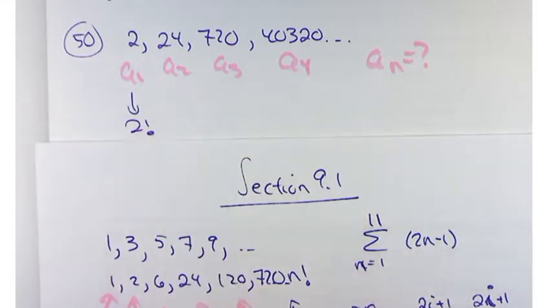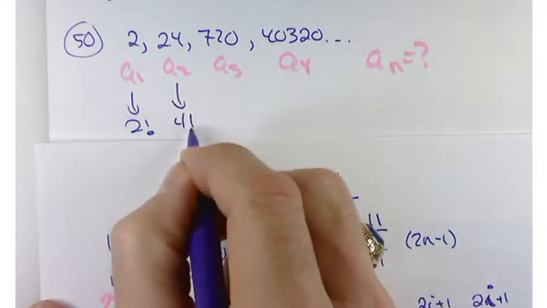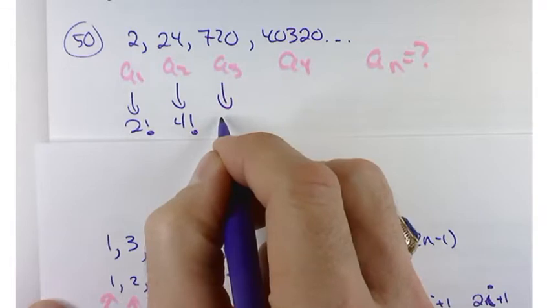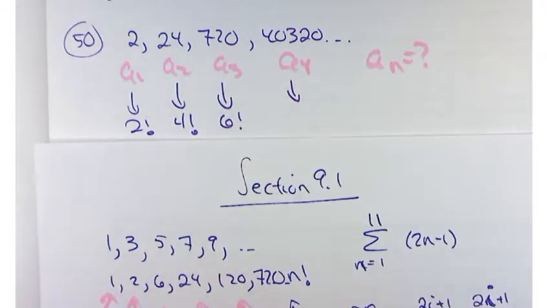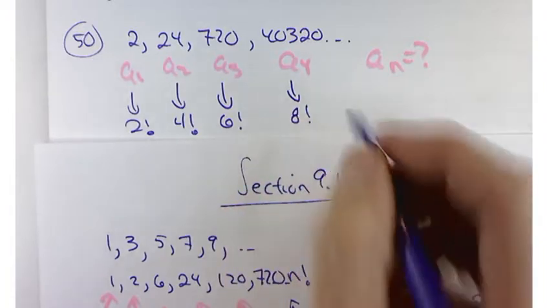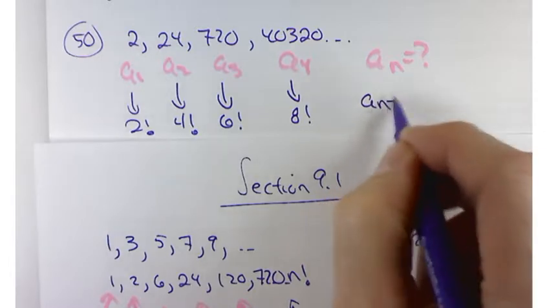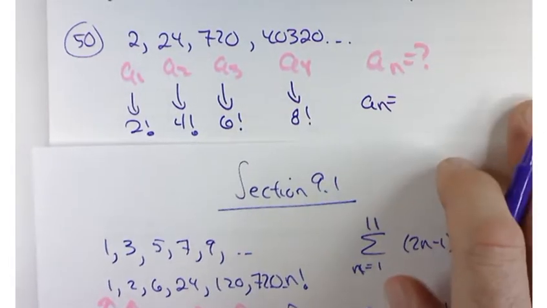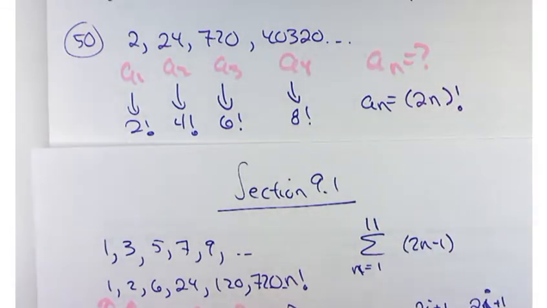What's a sub 2 equal to? 4 factorial. And a sub 3, 6 factorial. Any guesses as to what this is? 8 factorial. So in general, what's the nth term going to look like? A sub n would be what? Perfect. 2n factorial. You can actually check that on your calculator if you wanted to.